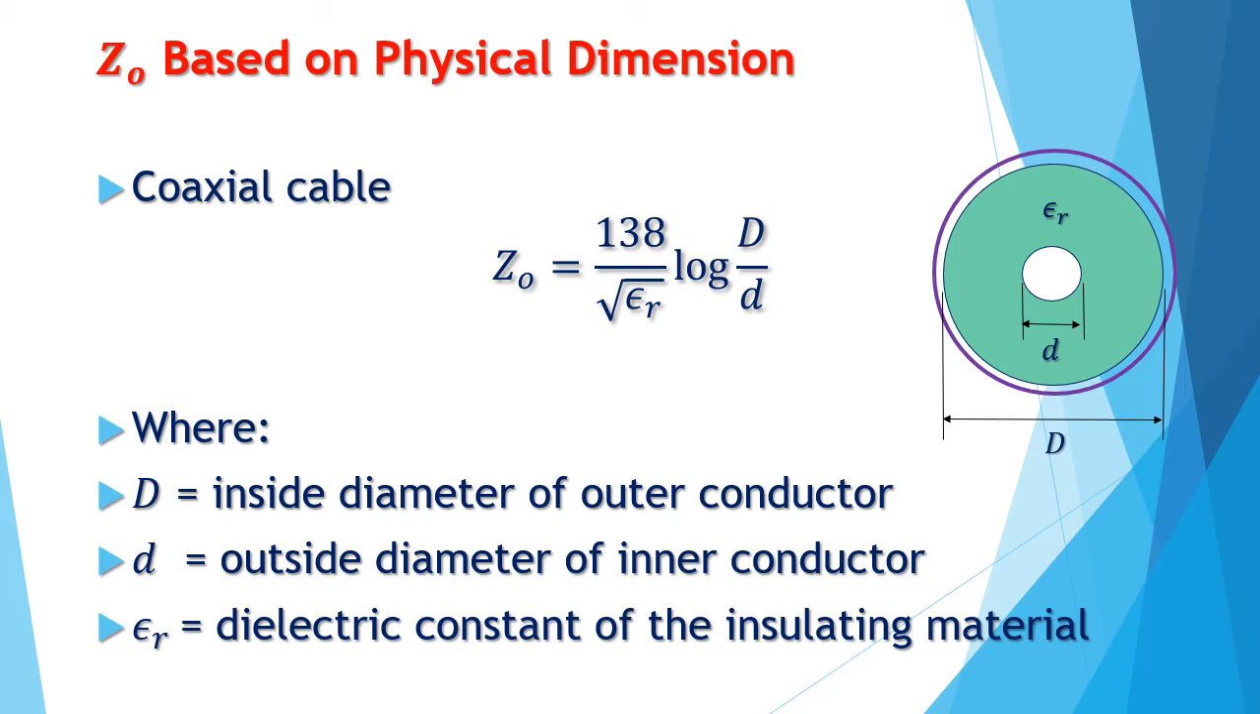Wherein, if you can remember, capital D is the inside diameter of the outer cable, and the small d is the outside diameter of the inner cable. And epsilon sub R is a dielectric constant of the insulating material. So it is quite easy to understand. The capital D is for the outer conductor, which is much bigger than the inner conductor. So small d is the diameter of the inner conductor.